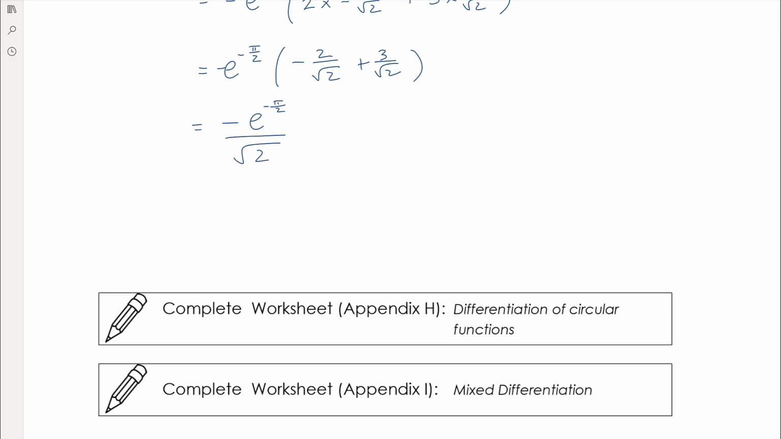Okay, work for today is to focus on differentiation of circular functions, so that worksheet is in Appendix H of your booklet. In our next lesson, we'll start to bring everything together and do some mixed differentiation practice, so you can leave Appendix I for now, focusing on Appendix H.